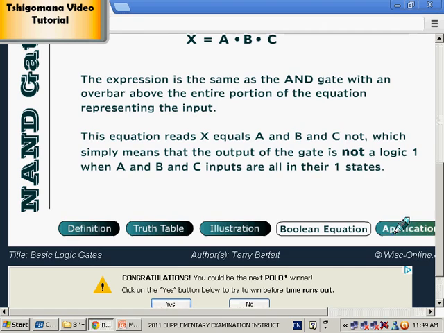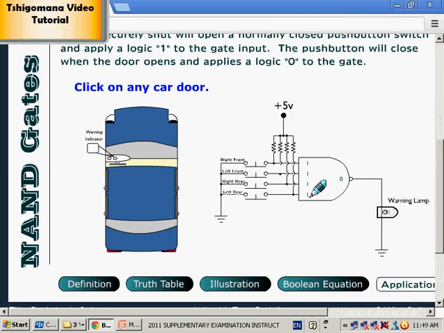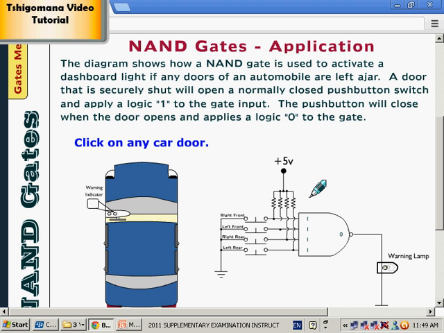Let us go to the application. The diagram shows how a gate is used to activate a dashboard light if any doors of an automobile are left ajar. A door that is securely shut will open a normally closed push button switch and apply a logic 1 to the gate input. The push button will close when the door opens and applies a logic 0 to the gate.